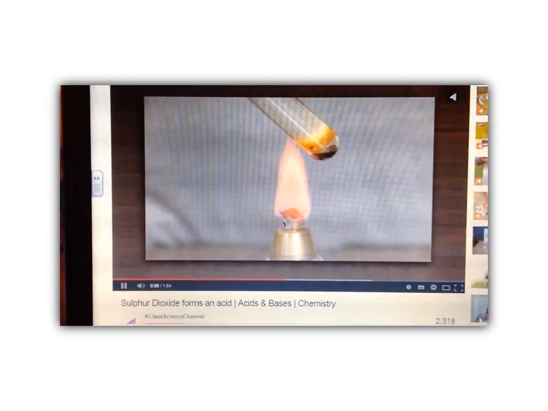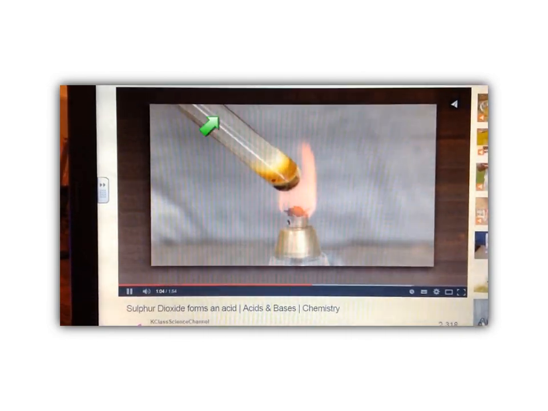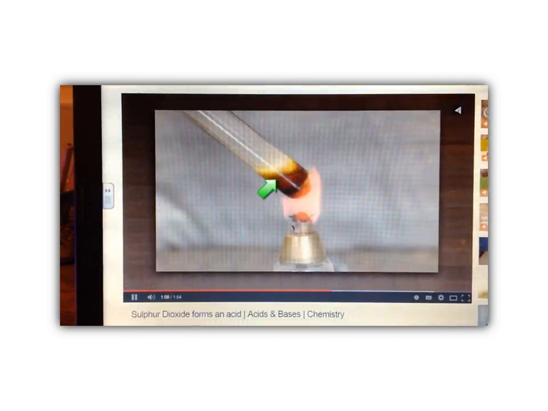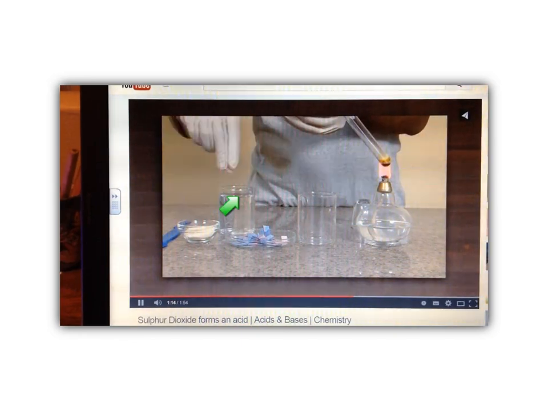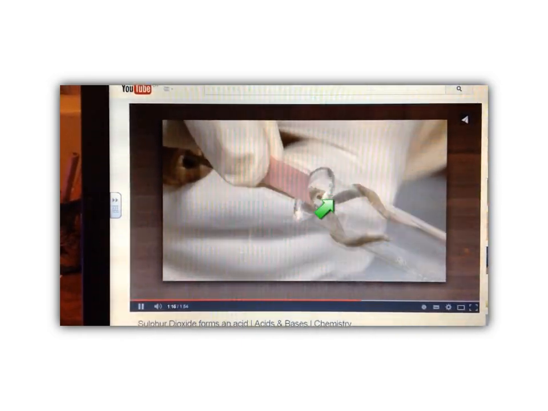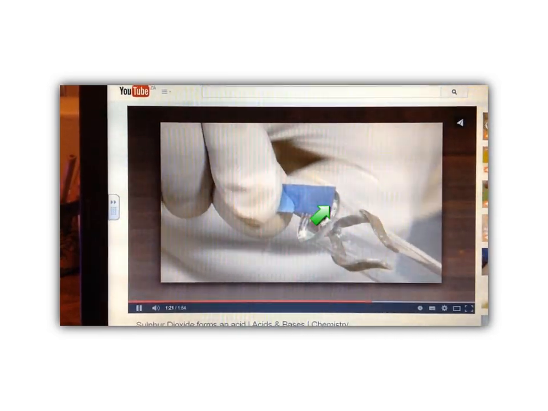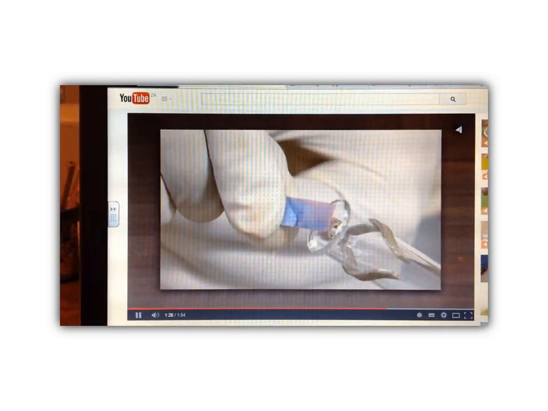Here we are now going to react some sulfur dioxide. So I'm heating up sulfur powder, and the sulfur powder is reacting with the oxygen in the air, and so I'm making some sulfur dioxide in this test tube. When I put some litmus paper there, it's going to turn red. So this is red litmus paper. If I put it at the mouth, it remains red. That means I've got an acid. And if I put blue litmus paper there, I will actually see it turning red in color.